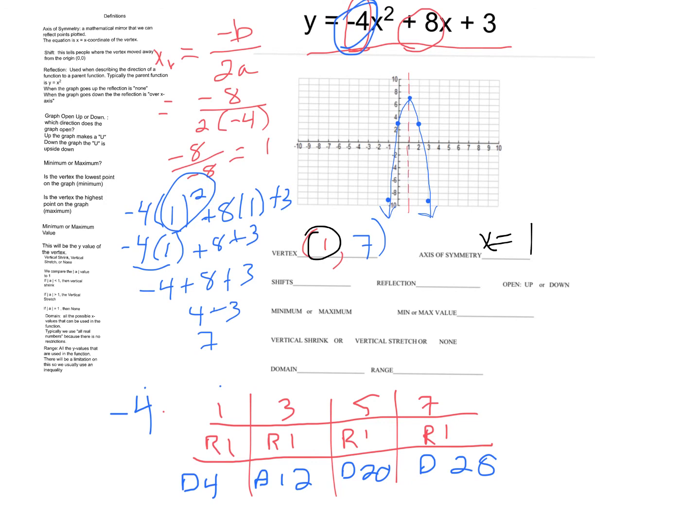Shift, where did the vertex go from the origin? It went up 1, right 7.